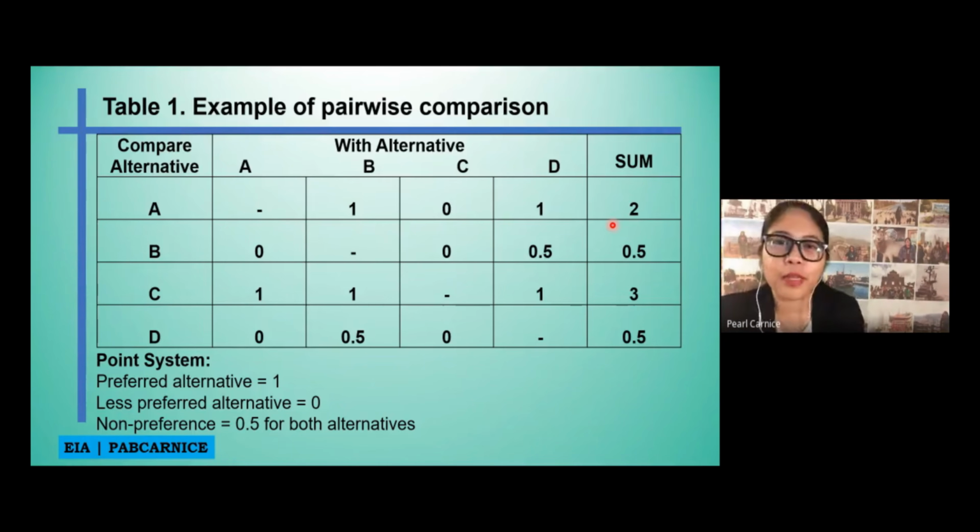So the point system is: preferred alternative is equal to 1, less preferred alternative is equal to 0, and non-preference is equal to 0.4 for both alternatives. In this case, the result would be the comparative C because it resulted to 3. And as we know, preferred alternative is equal to 1. So therefore, the highest number for the preferred alternative is C.